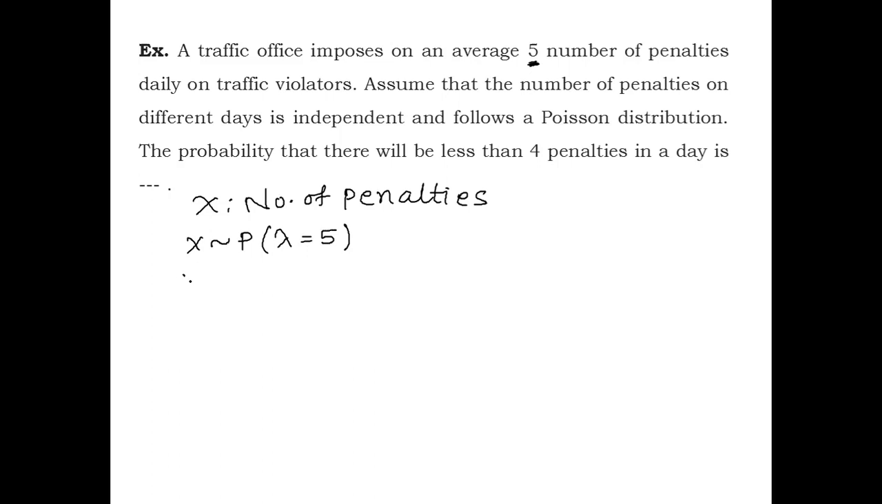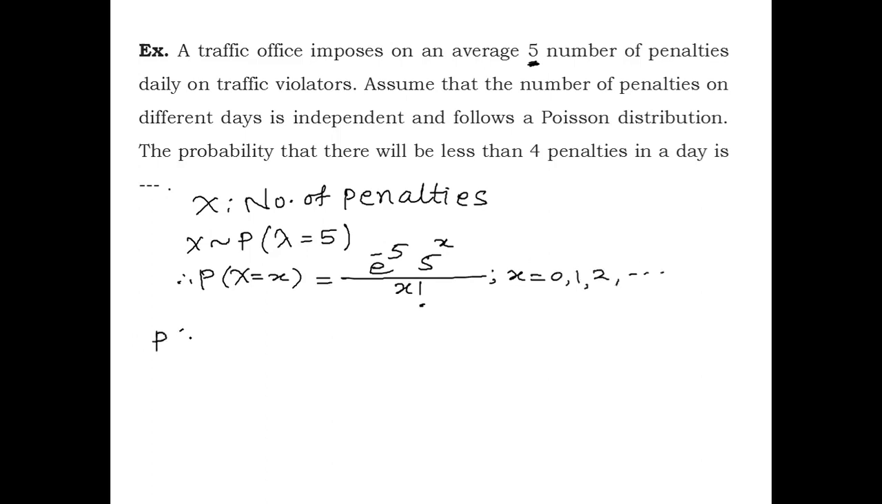And therefore the probability that the random variable x takes a particular value small x is equal to e to the power minus 5, 5 to the power x upon x factorial, and here x is 0, 1, 2 until infinity. And what is our probability that there will be less than 4 penalties on a day? So at most 4 means x less than or equal to 4. And here less than 4 means strictly, it really matters a lot, so it is less than or equal to 3, because here x is a discrete type of random variable.